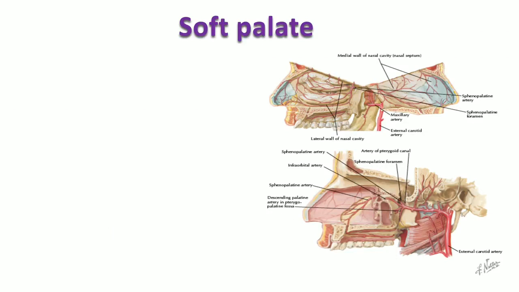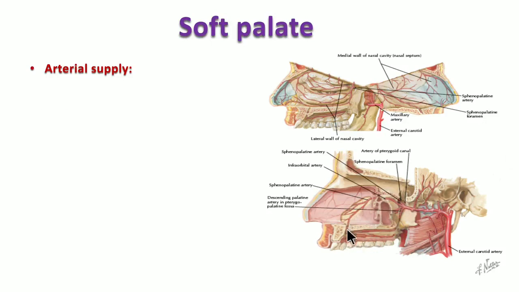So now coming to the blood supply of the soft palate. Mainly it is supplied by the greater palatine and the lesser palatine arteries, which are branches of the maxillary artery. The third part of the maxillary artery we have discussed in detail. Through the greater and lesser palatine foramina it enters, and then it supplies the greater and lesser palatine arteries.